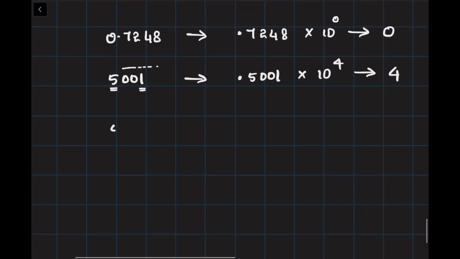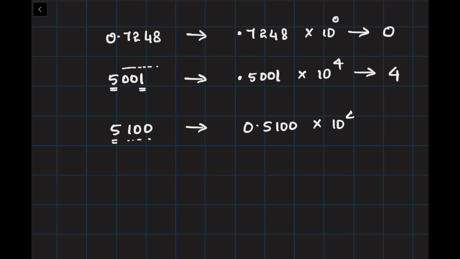So in the case of 5100 also the same thing you have to do. The left extreme non-zero number is 5. Yes, some non-zero number is following that 5. So you have to treat it as 0.5100 into 10 to the power 4. Order of magnitude is 4.